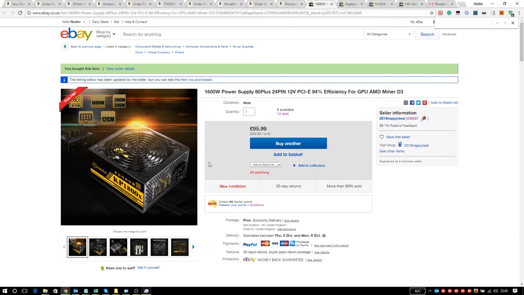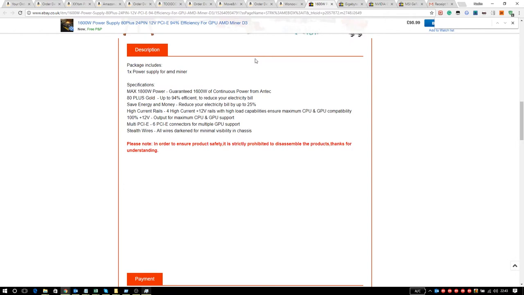The power supply does not look anything like what's in the picture. It says it's for an AMD miner. Maximum is 1800 watts, which isn't correct, but they do guarantee 1600 watts. And it says it's power from Antec, which it isn't. It says it's 80 plus gold, but no real way of checking that. And it also says stealth wires, all wires darkened for minimal visibility. Well, that's not correct because they sent me a standard power supply.